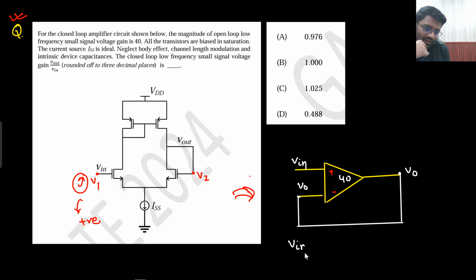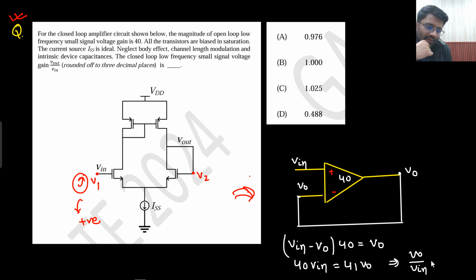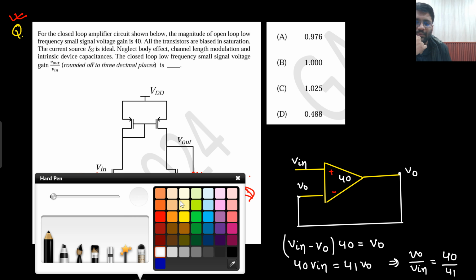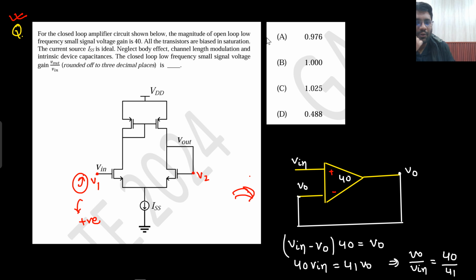So, sir, V in minus V0 into 40 would be equal to V0. So 40 V in would be equal to 41 V0. So what will be the value of V0 by V in here? 40 by 41. There you go. So the answer is option A. A lot of people did it correct in the examination, and a lot of educators have also given the solution.